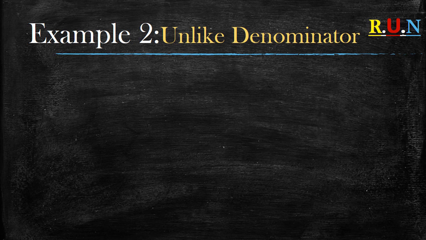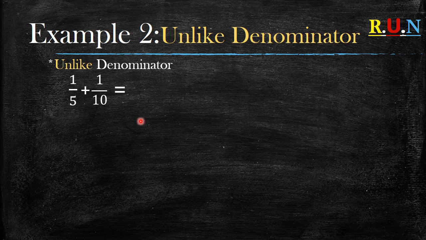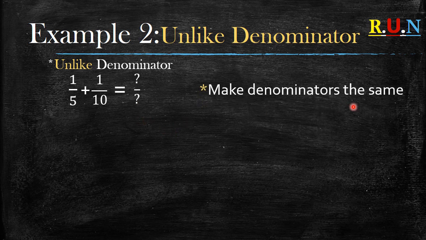Example number 2, unlike denominators. So what do we do in a case of unlike denominators? For example, something like this. So what we do is we make denominators the same. How do we make denominators the same? By using the LCM. The LCM, what is LCM? LCM is lowest common multiple.